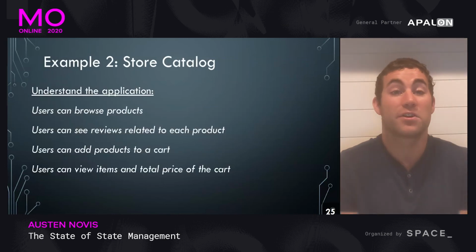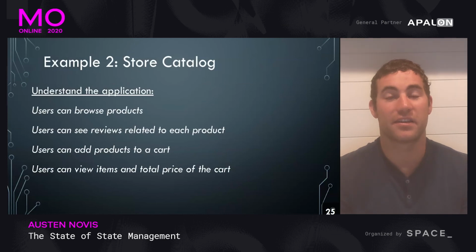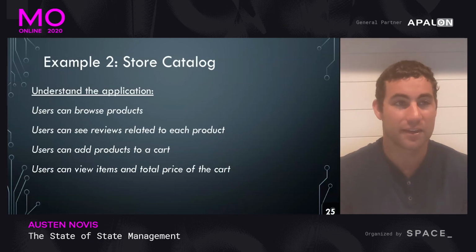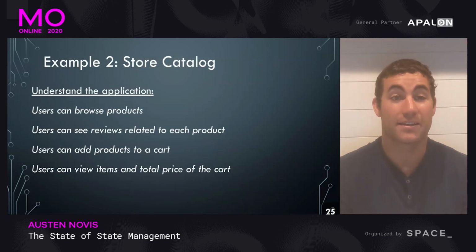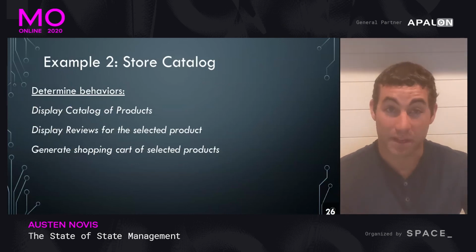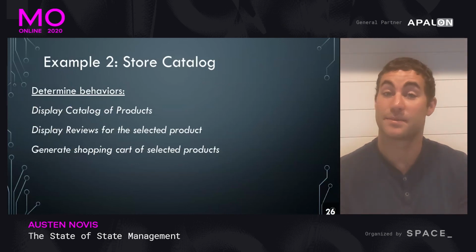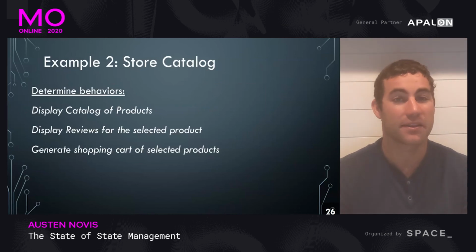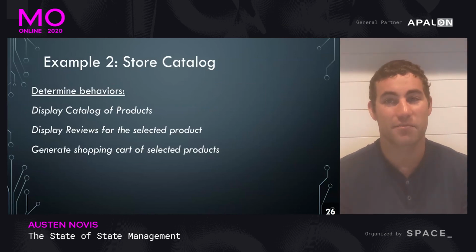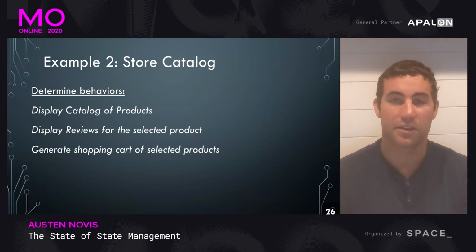As we did before, the first step in designing our state management solution is to understand the application. In this example, our application consists of products, reviews, and a shopping cart that contains products that a user has selected. The behaviors of this app include displaying the catalog of products, retrieving and displaying reviews based on the selected product, and keeping track of products that the user selects in a shopping cart.